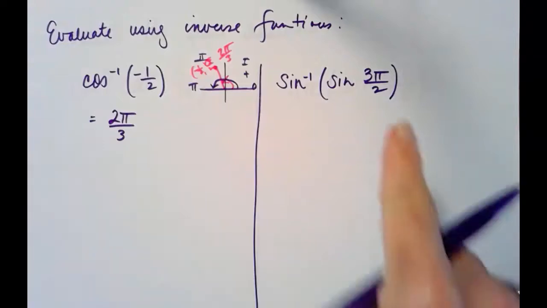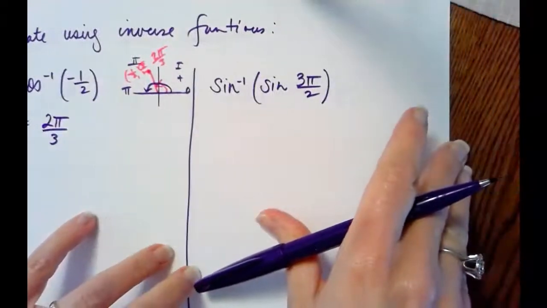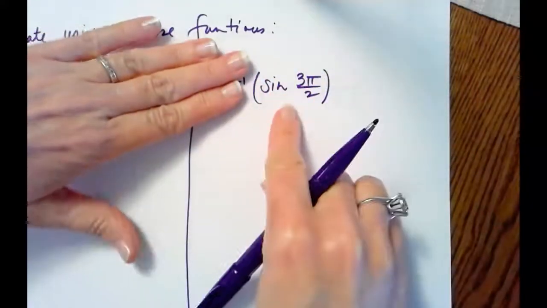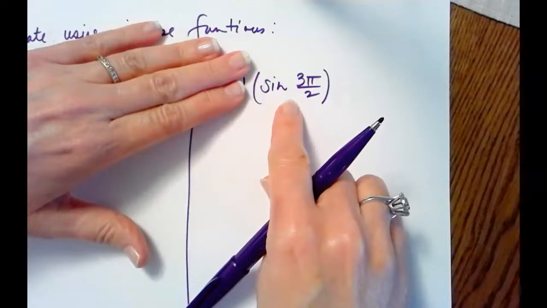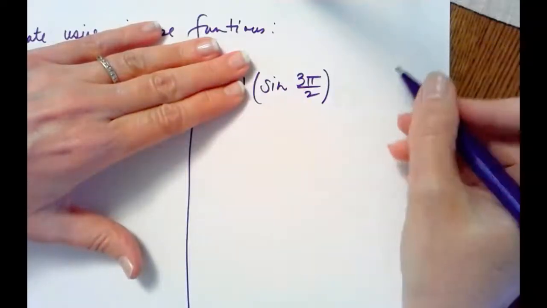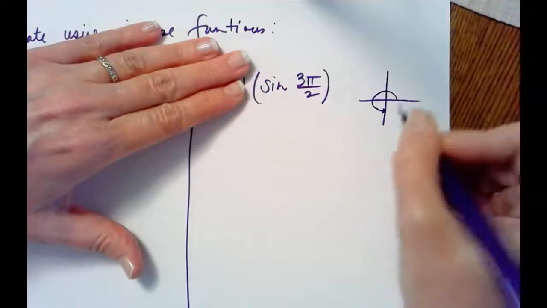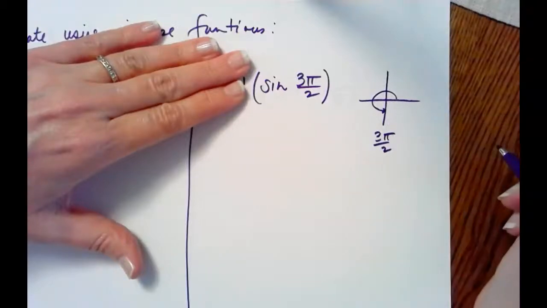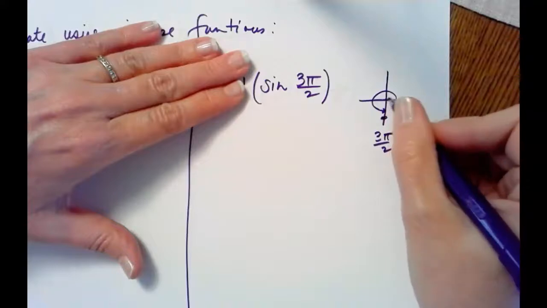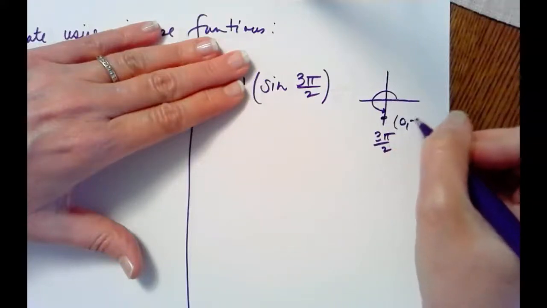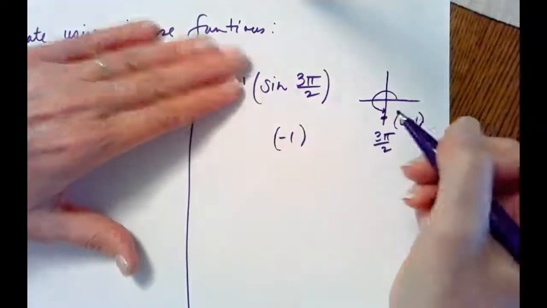Let's keep going. The next one, consider order of operations, always in effect. We look inside the grouping symbols. Inside the grouping symbols, we have the sine of 3 pi over 2. So let's evaluate the sine at 3 pi over 2. 3 pi over 2 is all the way at the bottom of the unit circle. And the sine is going to be the y-coordinate. So this is over 0, down 1. 0, -1. So the sine of 3 pi over 2 is -1.